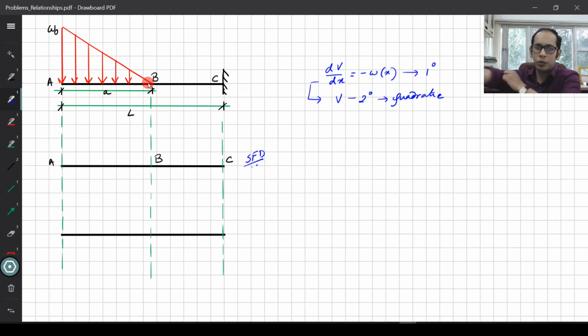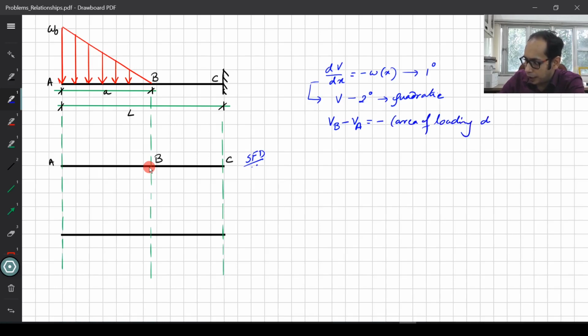Now, how is the quadratic variation going to happen? We know that it is 0 over here, and we can find out the value of the shear at this point B as well. So we have VB minus VA will be the negative of the area of the loading diagram, which is again the relationship we had looked at. What is the area of the loading diagram? It is half times A times W0, half times base times altitude. So minus W0 A divided by 2.